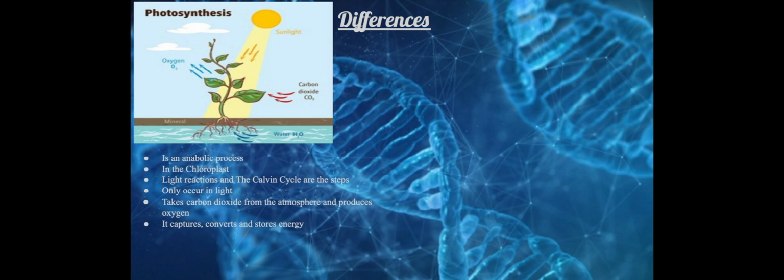However, photosynthesis can't happen without the presence of sunlight. It only requires light to do so. And it actually takes carbon dioxide from the atmosphere and produces oxygen. And with the energy, it captures it, converts it, and stores it.